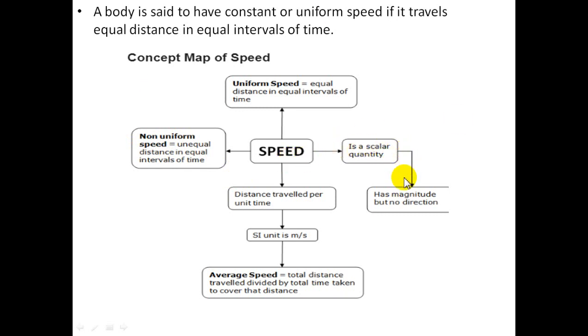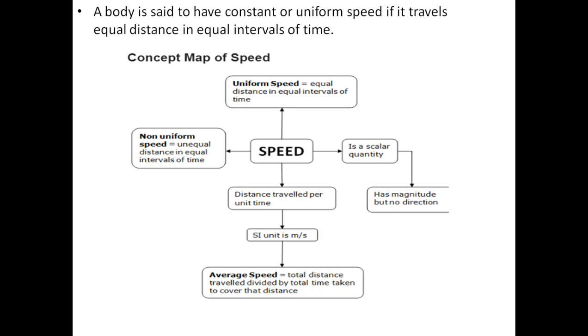We all know speed is a scalar quantity, as we already discussed. It is distance traveled per unit time, and the SI unit is meter per second. Average speed is the total distance traveled divided by the total time taken. If a single object is moving, you can easily find the average speed from the given distance divided by the given time.